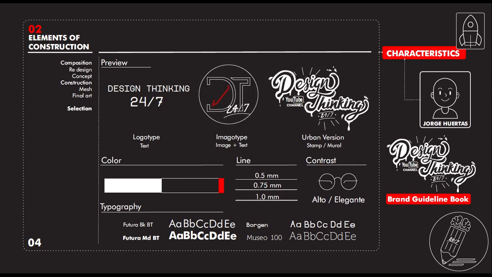After that, we start making and analyzing the elements of construction. Here, the first thing that we do is see the preview. It's very important to understand that when someone says logotype, it means that it is only text. When it's an imagotype, it's image plus text. And sometimes you can make an urban version. In this case, we did it, which has a stamp and mural. These are like the guidelines to see where it comes from, the images.